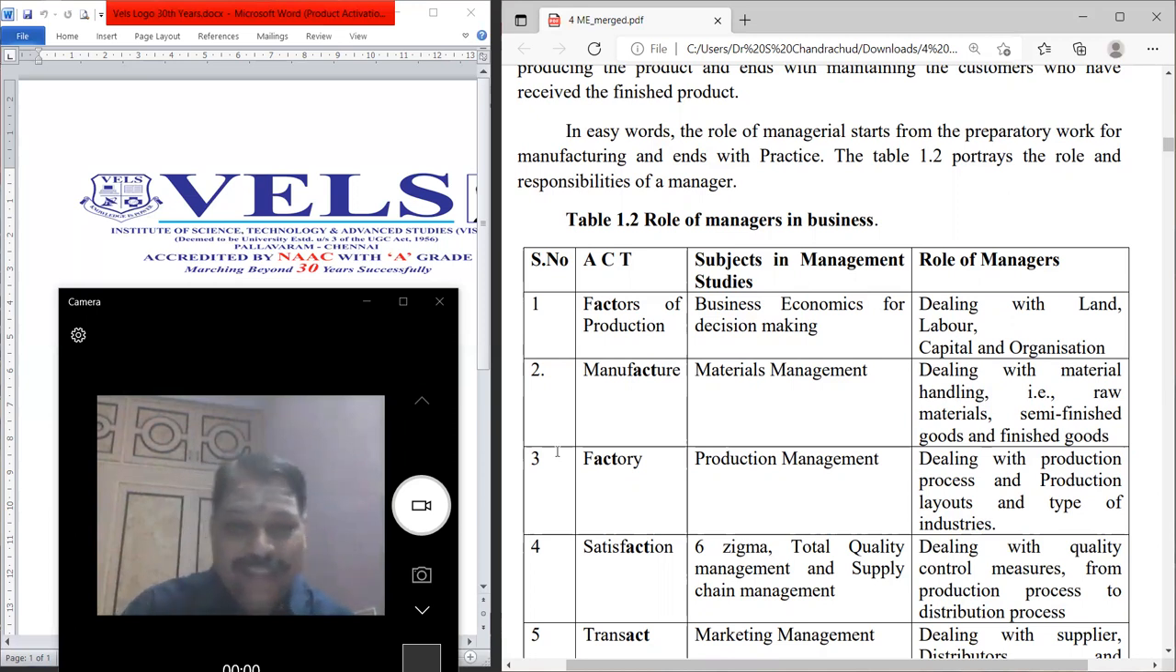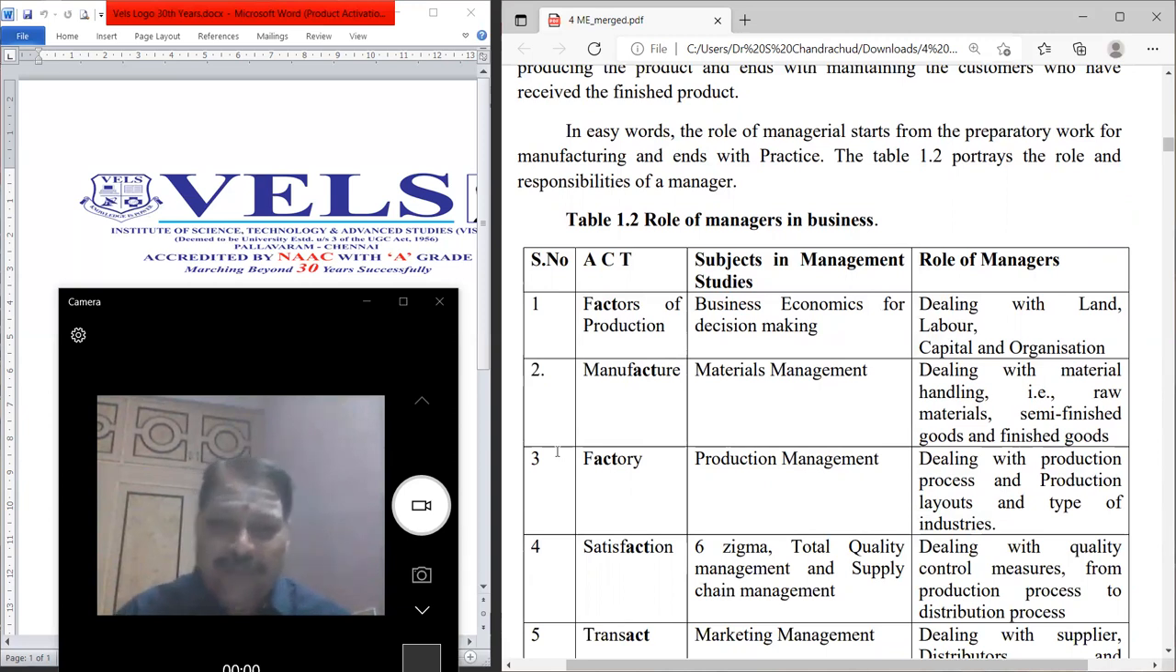What is the role of the manager there? Dealing with the land, labor, capital, and organization. So his role is to deal with all the factors of production. Then the second role is manufacture. In your curriculum, it is called materials management. You should know materials management.